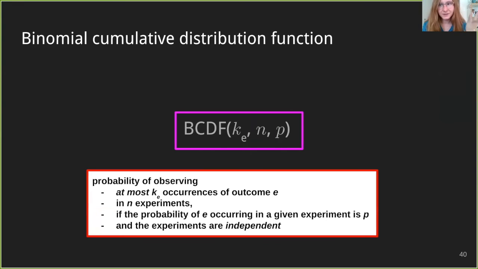So if we put all of these into the binomial cumulative distribution function, the output is the probability of observing at most k occurrences of E over n experiments, where the probability of E being the result is p, and the experiments are independent. And this last part is important. It means that the outcome of one experiment has no influence or effect on any future experiments.